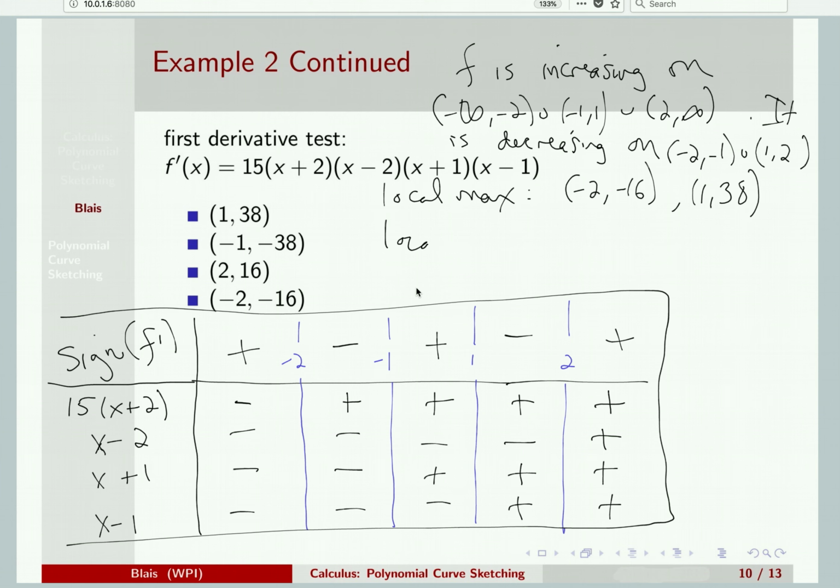And our local minima occur where the sign change goes the other way. So here we're decreasing to the left of minus 1 and increasing to the right. So we have a local minimum at x equals minus 1. And similarly, a local minimum here at x equals 2. So 2, 16, and minus 1, minus 38 are our local minima.